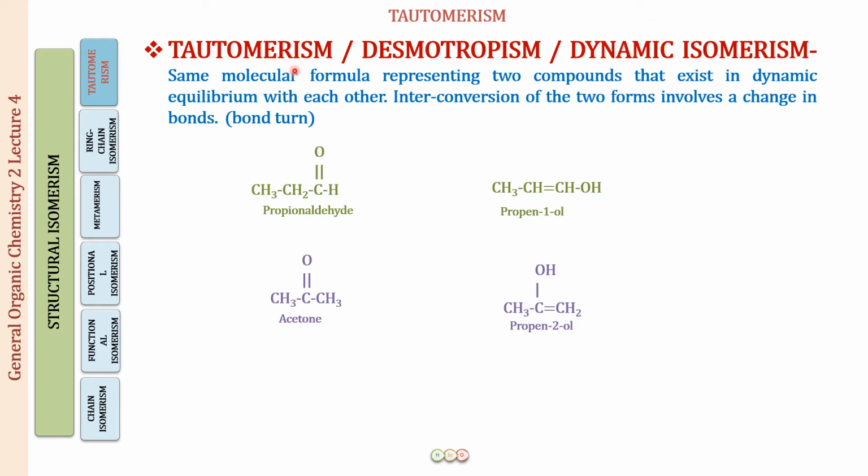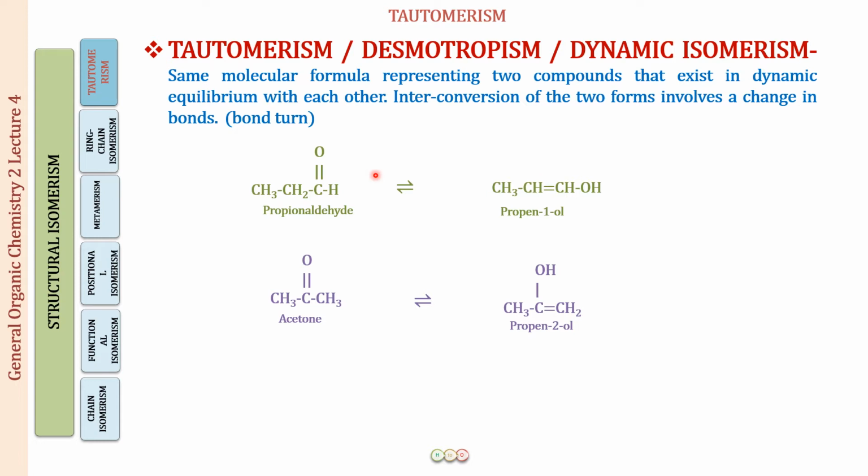Alright, so now let us understand the definition of it. Here the same molecular formula represents two compounds that exist in a dynamic equilibrium with one another. As we have propionaldehyde and propene-1-ol, the molecular formula is the same, but the two compounds exist in a dynamic equilibrium with one another. What this means is that these two are going to be present in equilibrium with one another, whether in a liquid phase or a gaseous phase, where you will see these two isomers existing in equilibrium with one another.